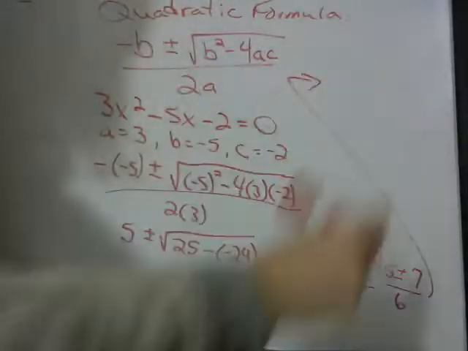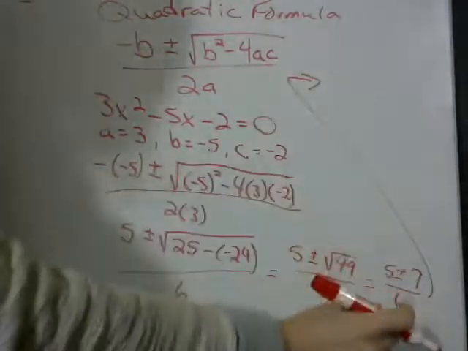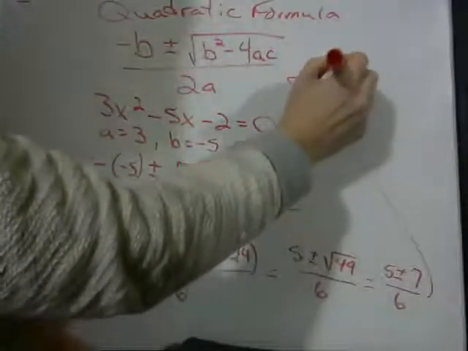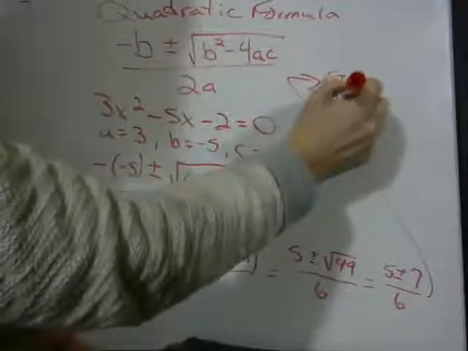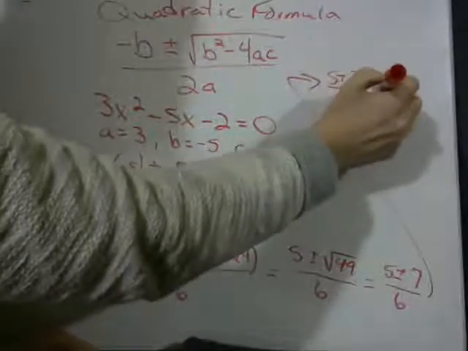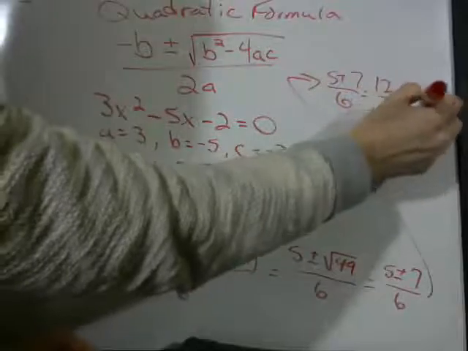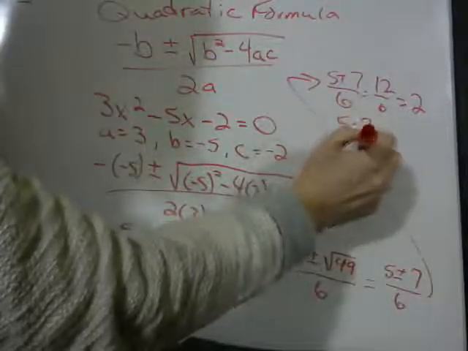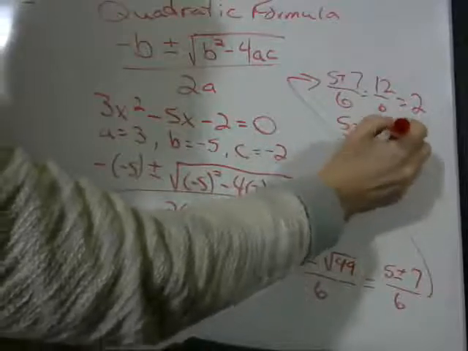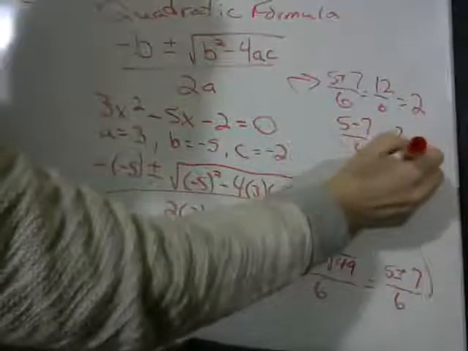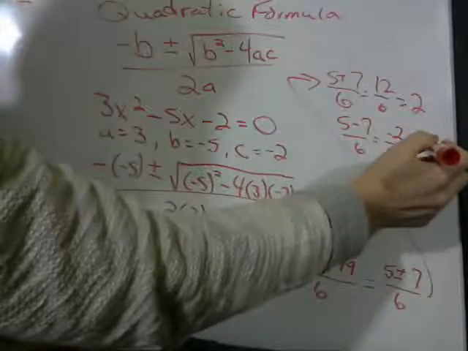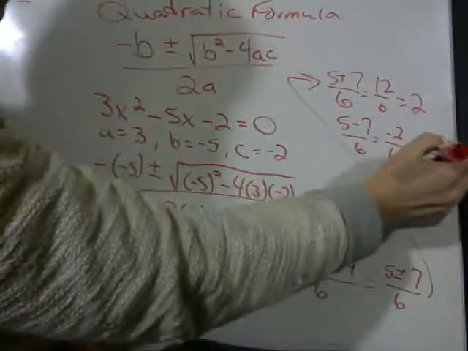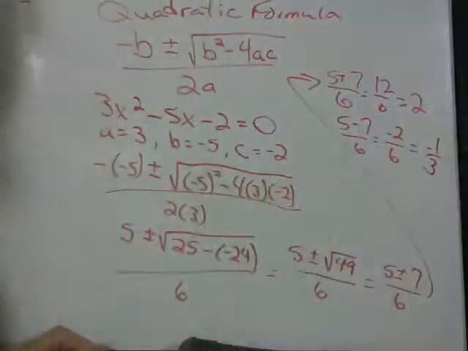We're going to come up here now. So again, we have two answers. We have 5 plus 7 divided by 6. What's 5 plus 7? It's 12 divided by 6 equals 2. And we have 5 minus 7 divided by 6. 5 minus 7 is negative 2 divided by 6. And if you put this in lowest terms, you have negative 1/3.